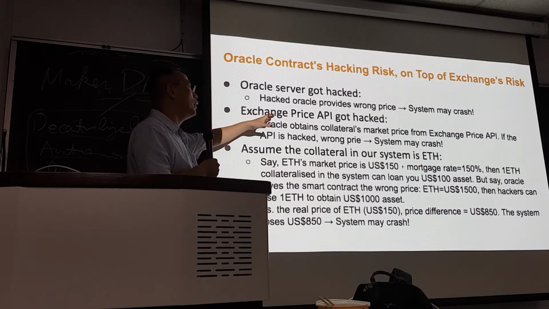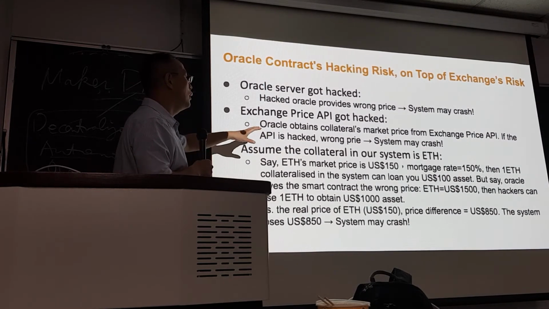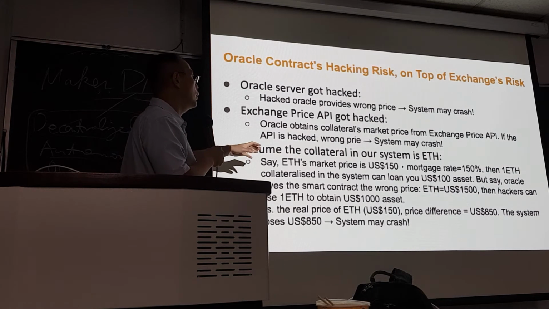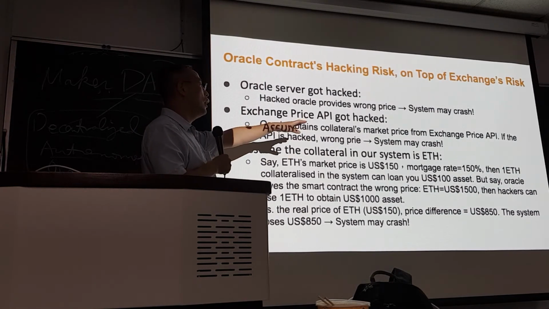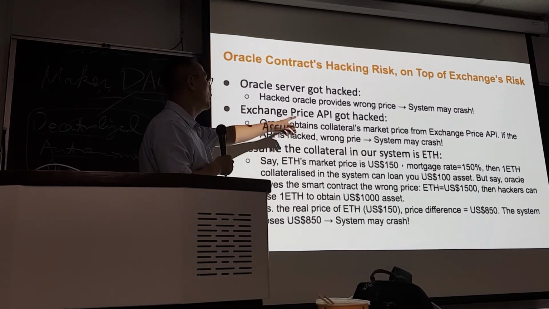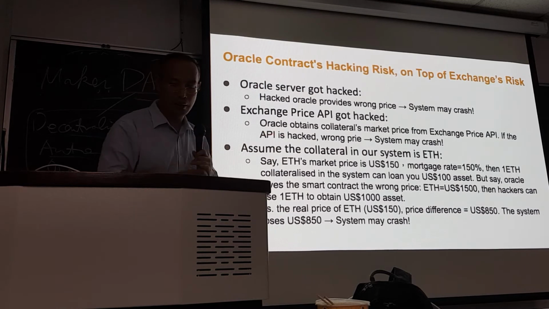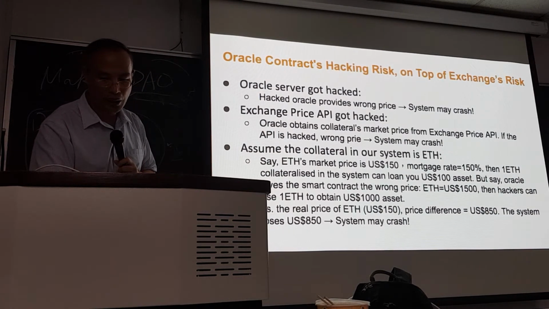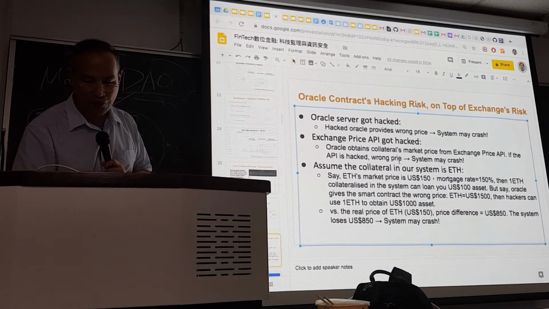So the key is this exchange price API. When it got hacked, it has important consequence because Oracle obtains collateralized market price from exchange price API. From this API, if the API is hacked, then the wrong price may lead to system crash, the shutdown. The system may not be able to maintain further.